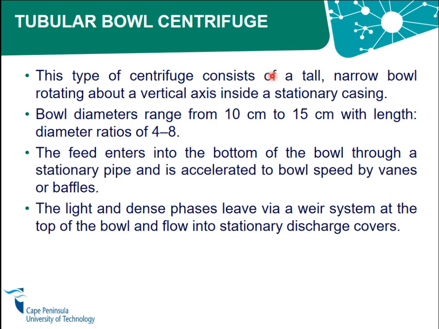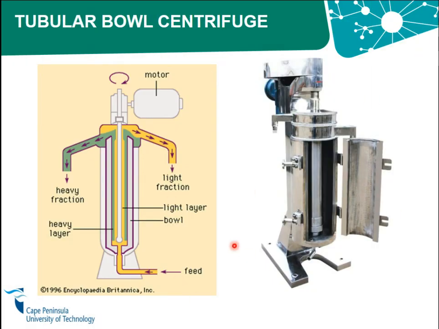So the light and dense phases can then leave via a weir system at the top of the bowl and flow into a stationary discharge cover. And how does this work? If you look here, we start with the feed at the bottom, so it enters at the bottom part, and then it enters into this bowl, right? And then this bowl is rotating, so the lighter layer comes into the center and goes up here, and because it's light, it will then flow out on this side. The green part is the heavier fraction, but the lighter fraction will flow on this other side, right? So we are able to separate between these two things, and this is called a tubular bowl.